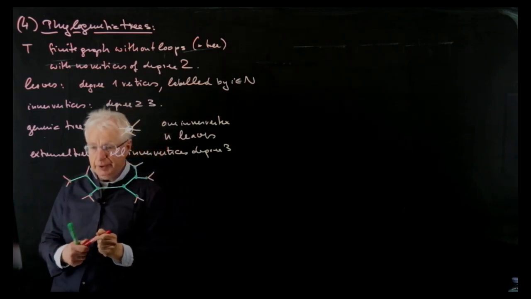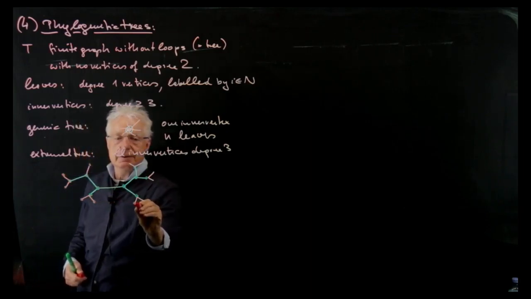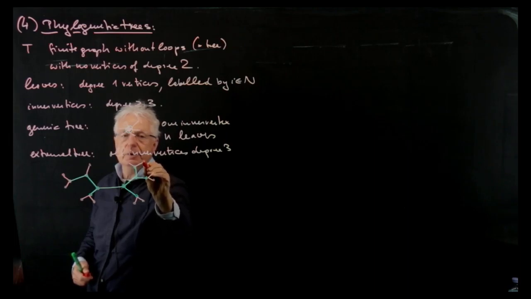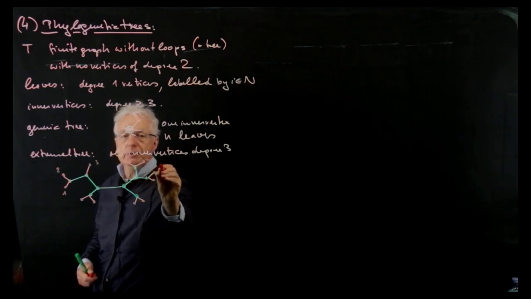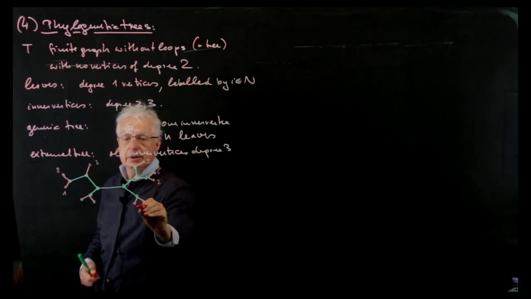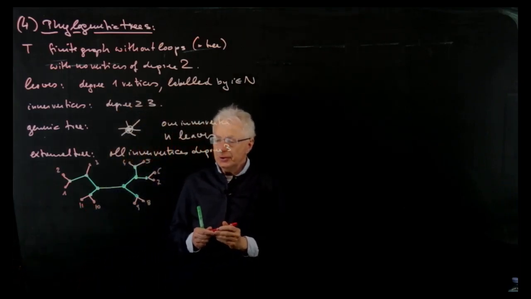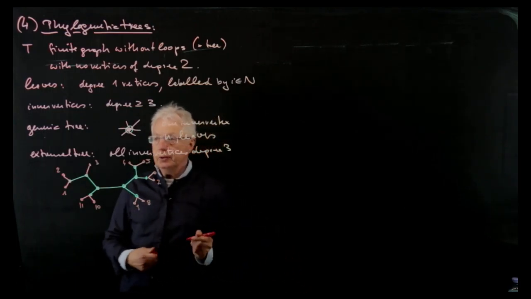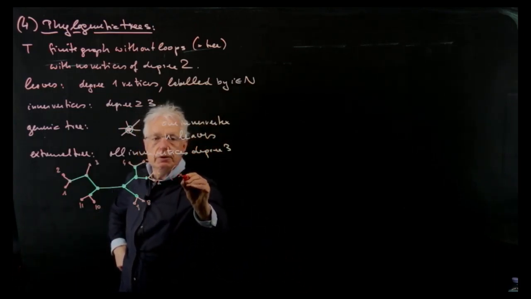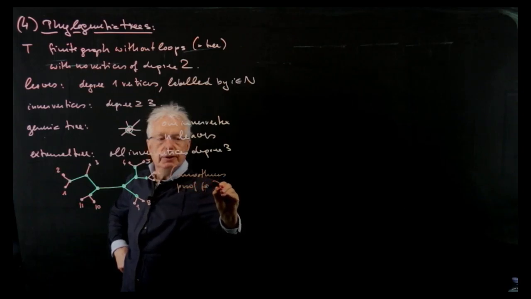I don't know how many trees I have already drawn, and here are the leaves, and then you can number them 1, 2, 3, 4, 5, 6, 7, 8, 9, 10, 11. This is an extremal tree, and they will be used, maybe I write this down, used in the smoothness proof for Xn.